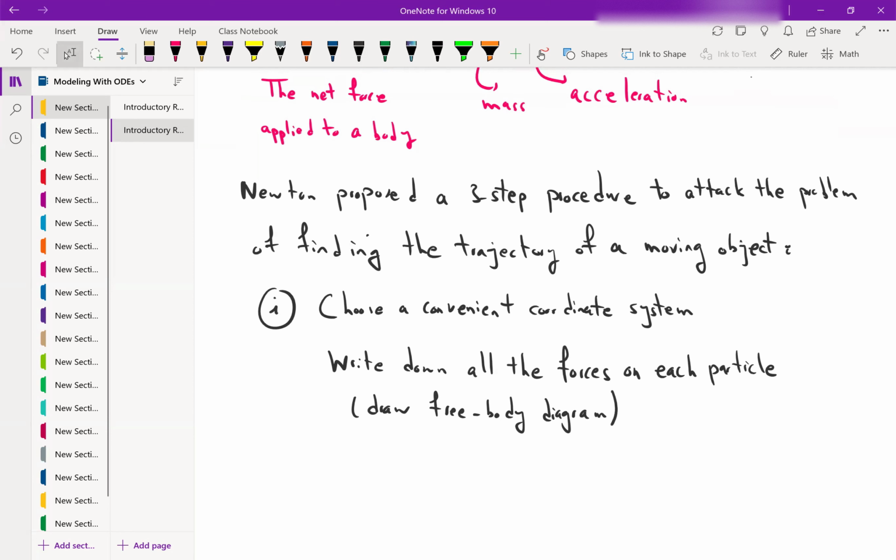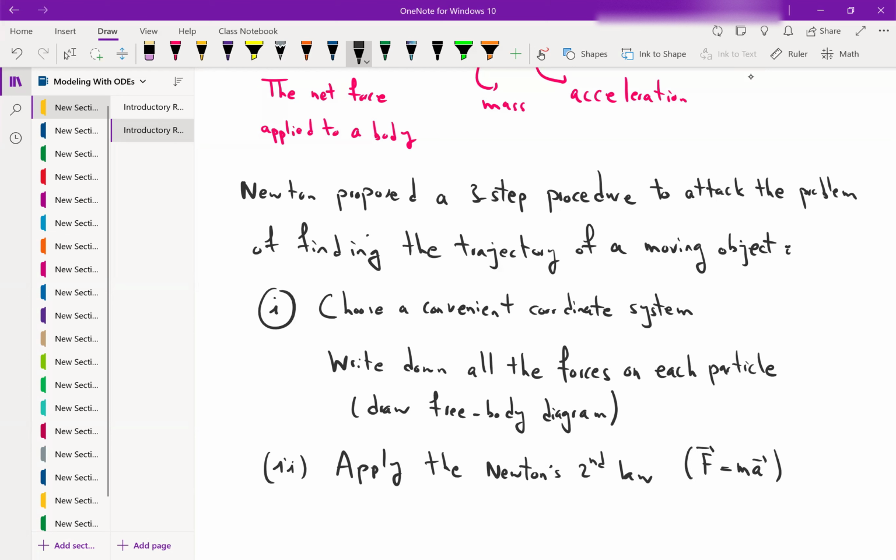discussions in future videos. Now, that was step one. So step one, choose your coordinate system, draw the free body diagrams, and then step two, apply Newton's second law. Now that you know all the forces that are exerted on each particle, you can apply Newton's second law. F equals ma. The total force on each particle is equal to the mass of the particle times the acceleration.